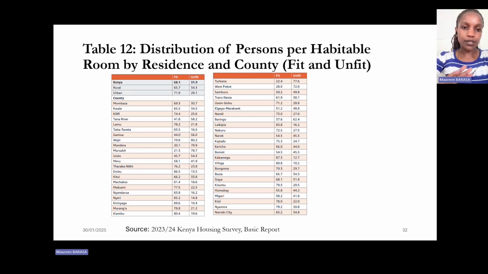And then it sort of flips. In the rural areas, most of the houses were considered unfit for habitation. That is, 65.7% were considered fit for habitation against 34.3% which were considered unfit for habitation. If we compare the houses that were considered unfit for habitation, the rural households surpass the national average, and there's a huge disparity between the urban and the rural.